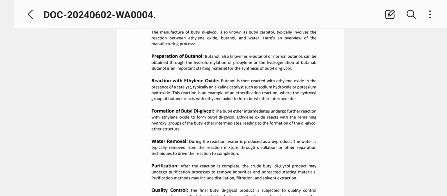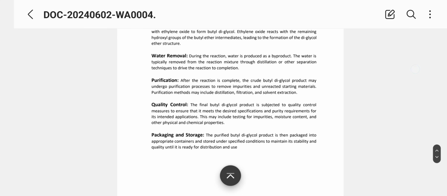Formation of butyl diglycol. The butyl ether intermediates undergo further reaction with ethylene oxide to form butyl diglycol. Ethylene oxide reacts with the remaining hydroxy group of the butyl ether intermediates, leading to the formation of the diglycol ether structure. Water removal. During the reaction, water is produced as a byproduct.